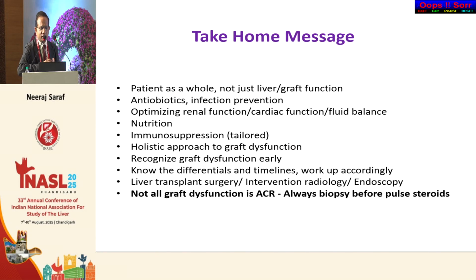So my take-home message: treat the patient as a whole and not just as a liver or a graft. Antibiotic use must be done judiciously. Infections should be prevented. You must optimize the renal functions and the cardiac functions, know the fluid balance, give good nutrition, and tailor immunosuppression when needed. Have a holistic approach to graft dysfunction. Just don't see the enzymes; go into his previous history also.